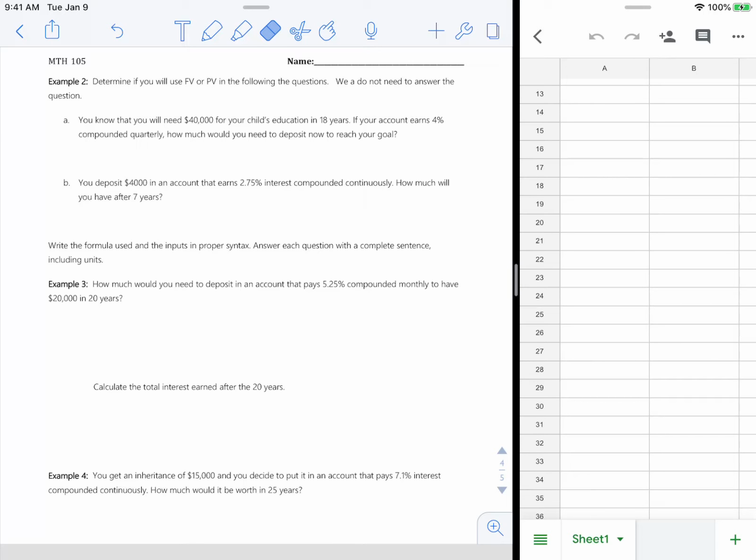Okay, so let's do some examples. Hopefully this is okay. I'm going to keep Google Sheets open just for ease on the right side.